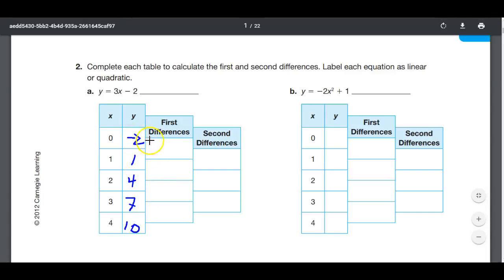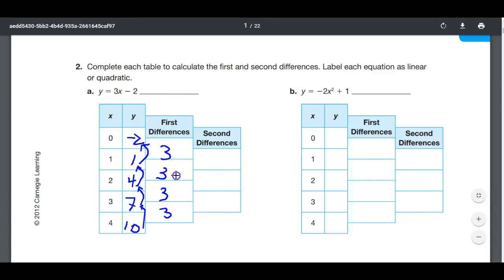1 minus negative 2. Remember that to find your first differences, you go this direction. You say 1 take away negative 2. So 1 take away negative 2 is 1 plus 2, that's 3. 4 take away 1, that's 3. 7 take away 4, that's 3. And 10 take away 7, that's 3. So our first differences from this linear equation is a constant, and it's 3.